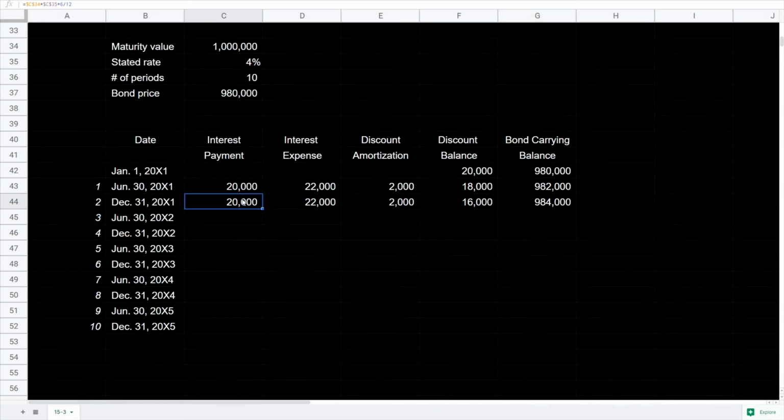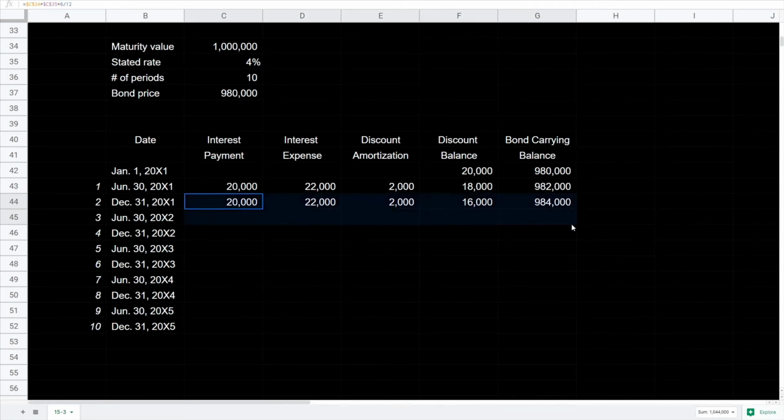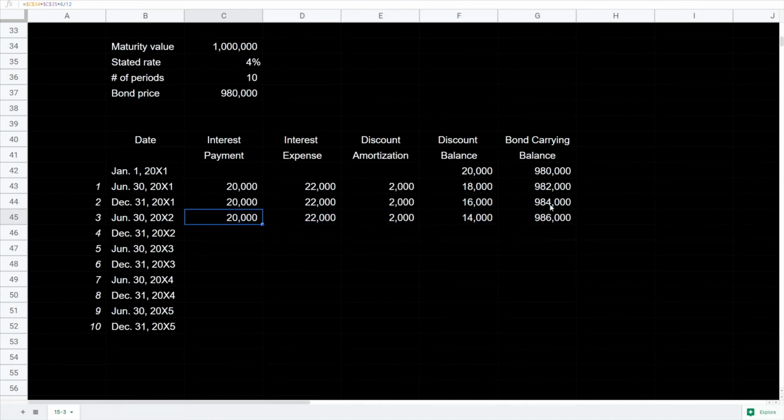Once again, we can say that the interest payment is fixed and the discount that's being amortized is fixed. So we can really just drag this down. And let's pause to make sure everything makes sense. The interest payment is effectively 2% because we are taking a fixed rate of 4%, which is an annual rate, and the semi-annual rate would be 2%, which is $20,000 when multiplied by 1 million.